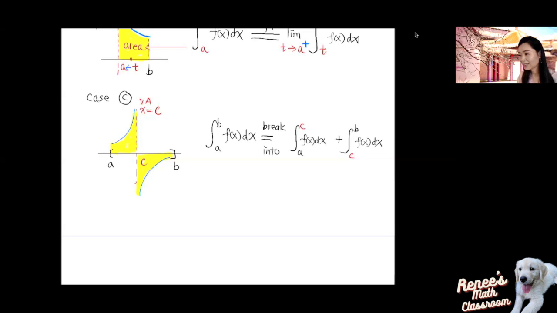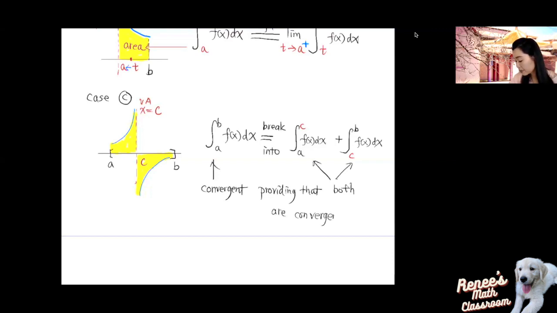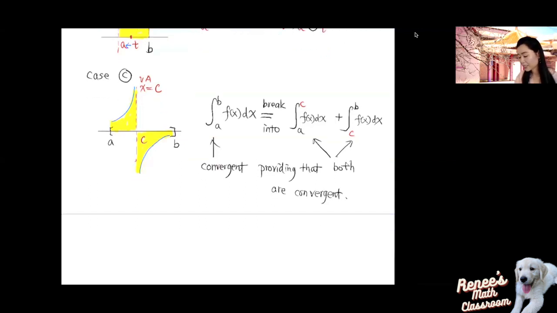Divergent means the integral here doesn't equal a finite number. So it is convergent, providing that both this integral and this integral are convergent. If you can find one of them is divergent, then you don't need to do the other one. Then we would just say this whole integral here is divergent.